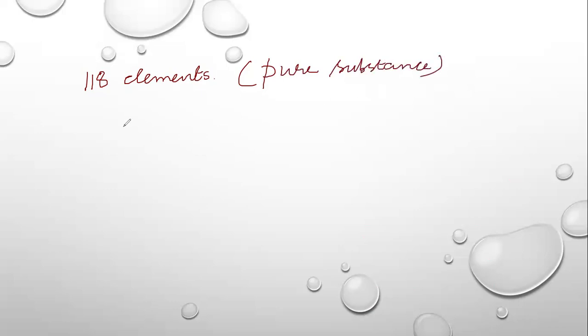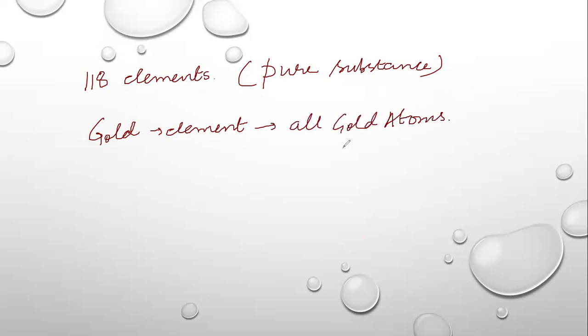Now, we know that there are approximately 118 elements. Elements we call the pure substances. So if I say gold, that's an element, right? And this element is made of all gold atoms. The same way, if you talk about aluminium or zinc or copper, all those are elements. Even oxygen is an element which is made of all oxygen atoms.